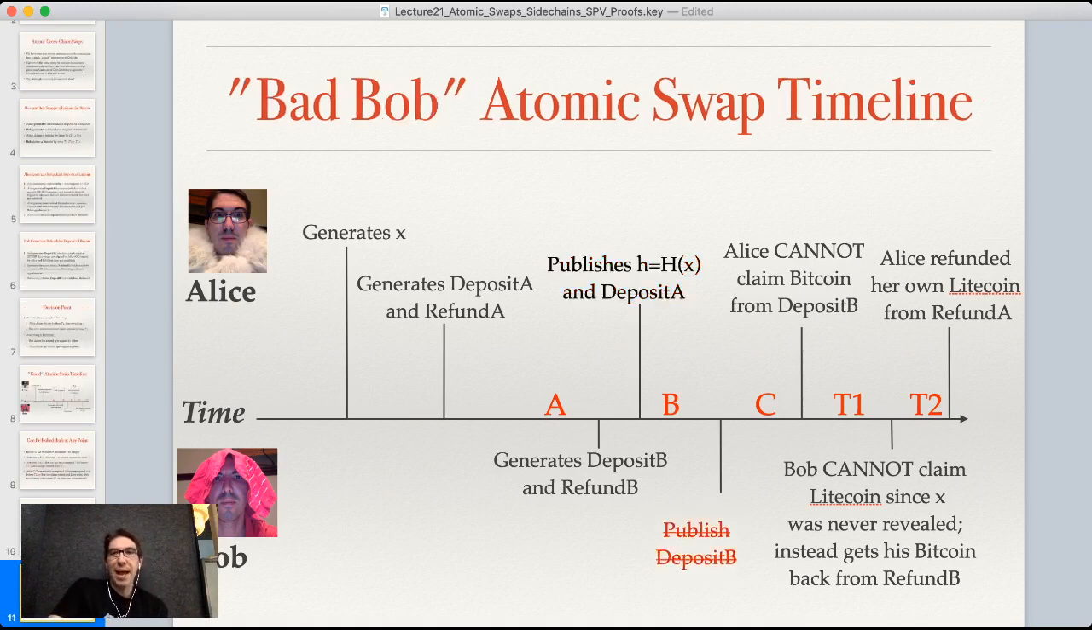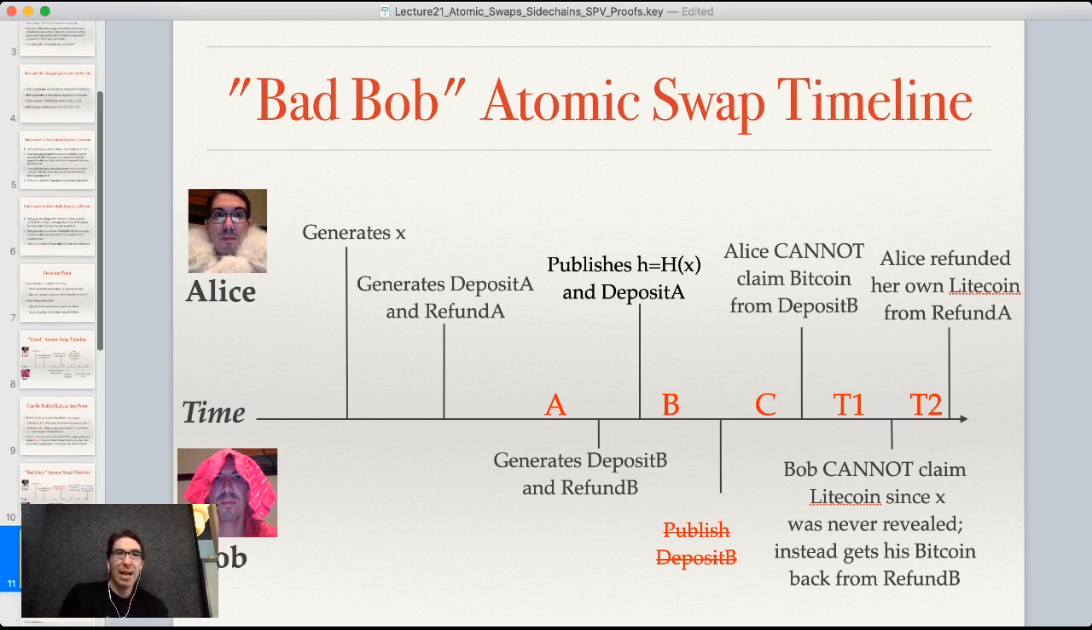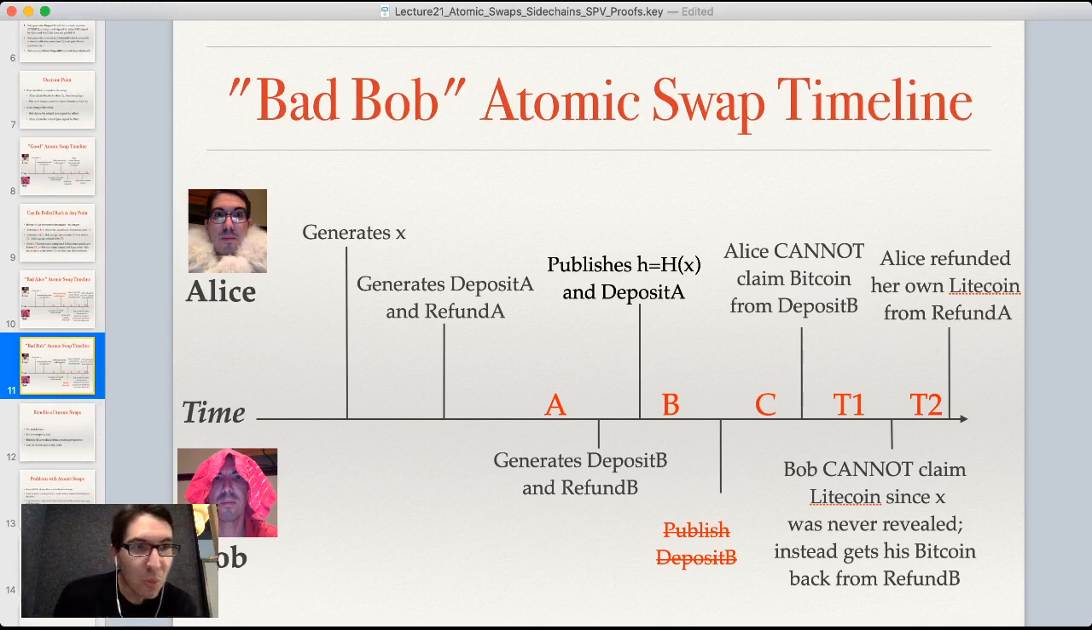Similarly, if Bob decides to renege, then he doesn't publish deposit B, so Alice can't claim Bitcoin, but Bob cannot claim the Litecoin from Alice since X was never revealed, right? So the hash of X was revealed, but not X. So instead, he just refunds back his Bitcoin, and Alice gets to refund her own Litecoin. So as part of this process, you will have to make sure that you move your tokens from this address, otherwise it could be refunded.